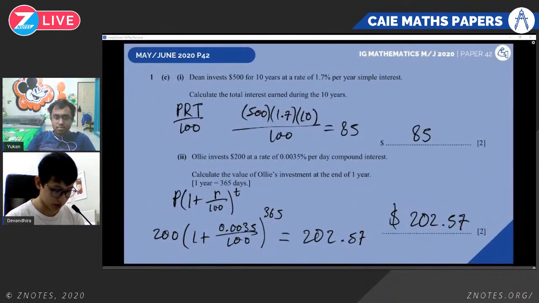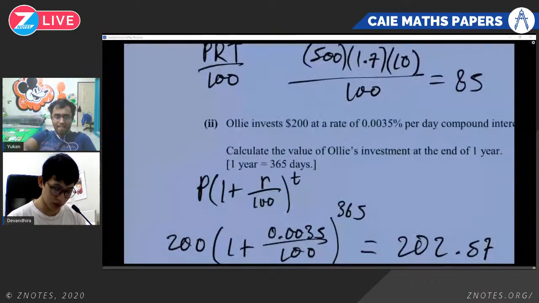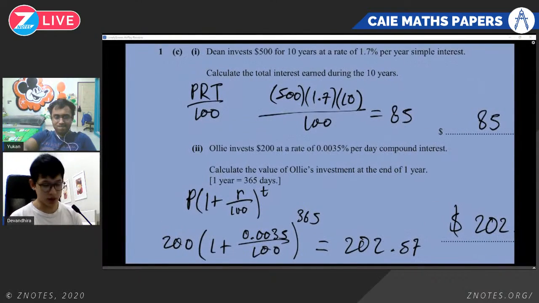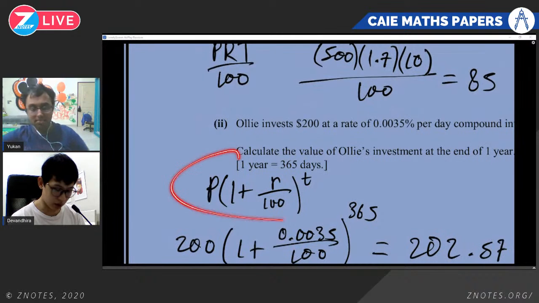Okay, next question. Ollie invests $200 at a rate of 0.0035% per day compound interest. Calculate the value of Ollie's investment at the end of 1 year. Sure. So simple interest has its own formula. Of course, compound interest has its own formula again. So for compound interest, this is the formula right here.